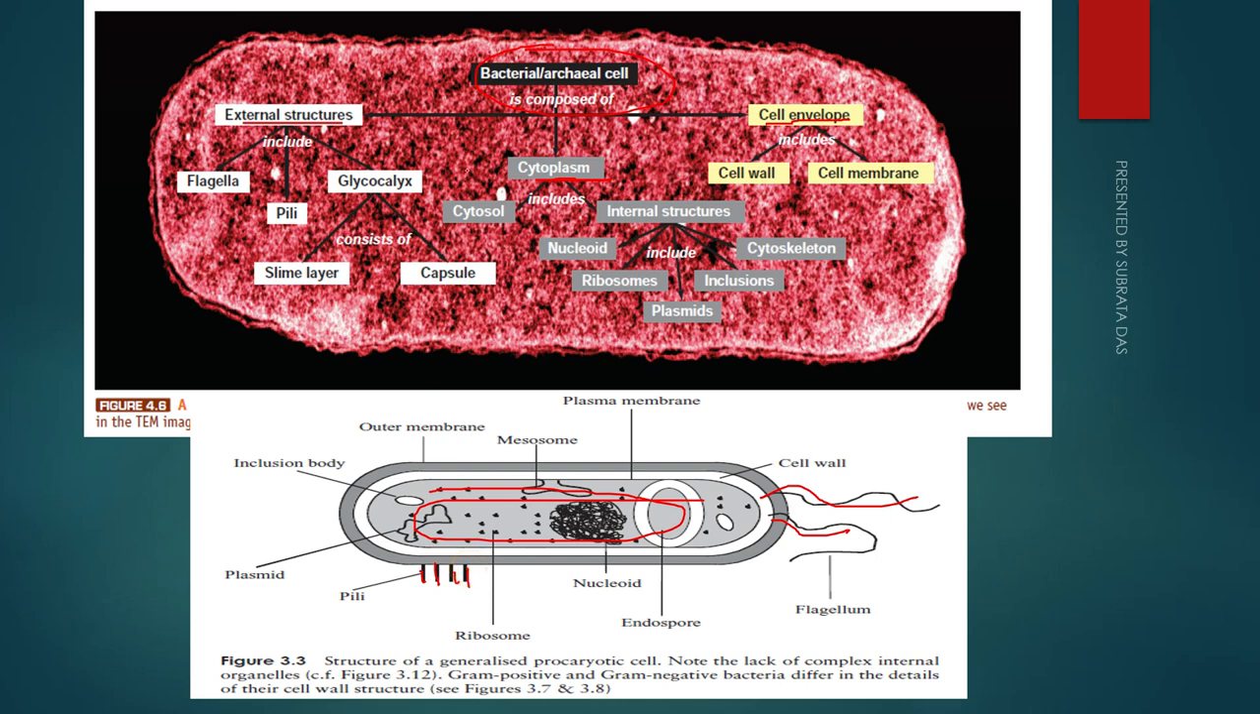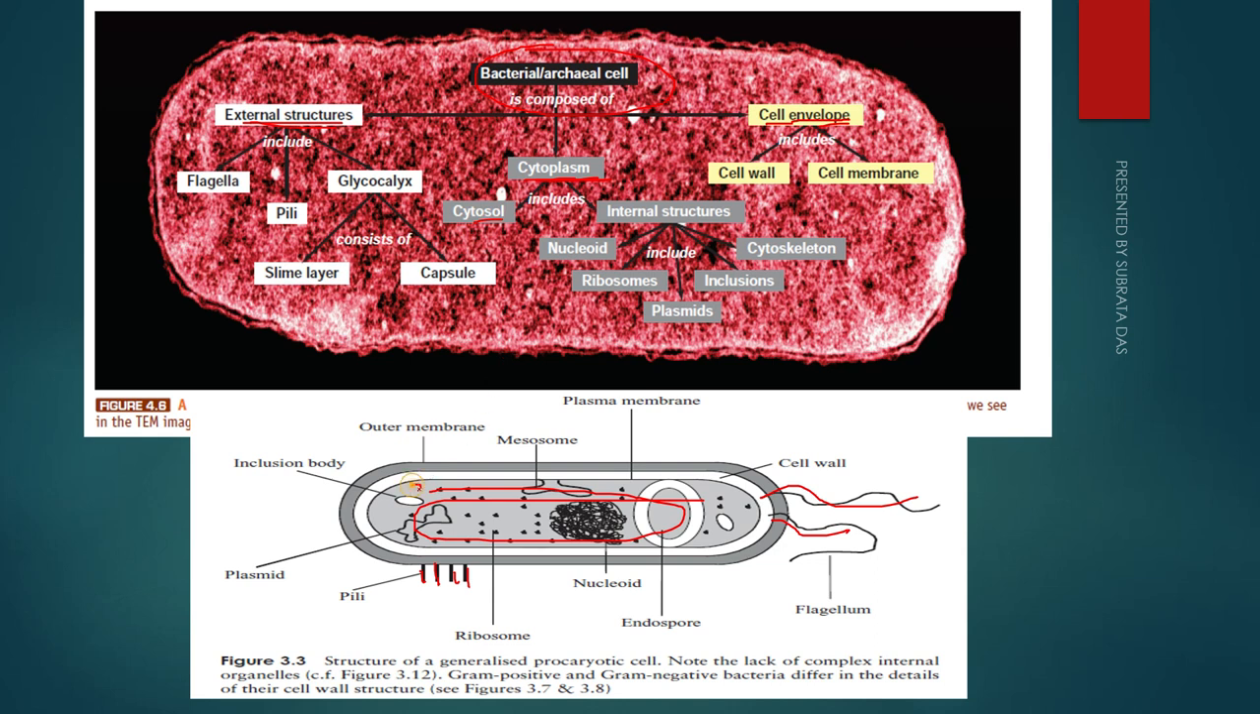So the bacterial structure is composed of three main components: cytoplasm, cell envelope and external structure. Within the cytoplasm, mainly two types of things are there, that is cytosol, which is the liquid portion.